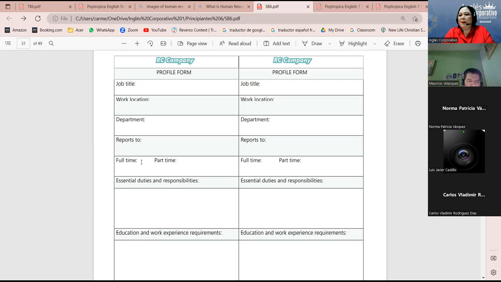Aquí, si es full time, ¿ok? Remember full time, 8 to 5, 7 to 4, all right? And we're considering a frame time of 8 hours, right? Frame time of 8 hours. All right. Part time, maybe 4 hours. In El Salvador, we have 4 hours. It will be like 23 or 24 hours in a week. So we check if it is a full time, if it is a part time job they are offering. Then the essential duties and responsibilities.